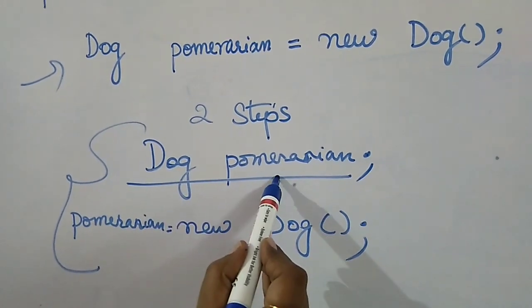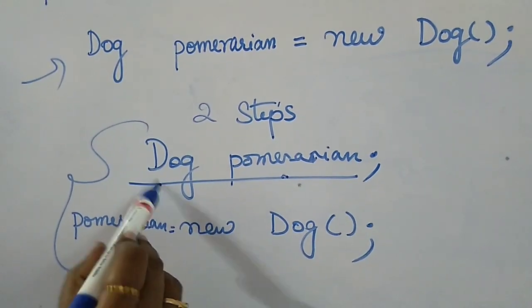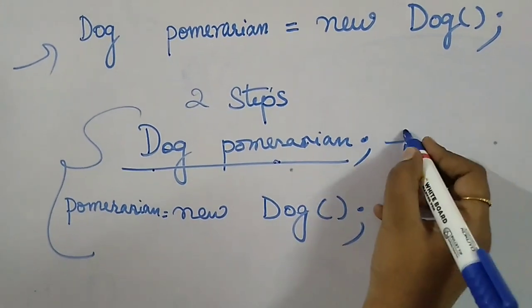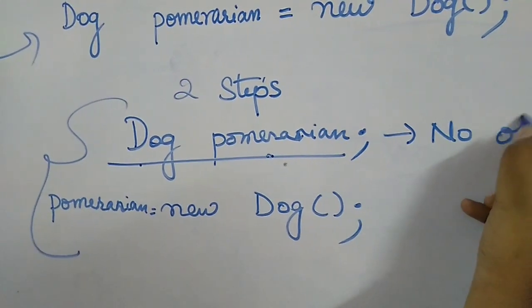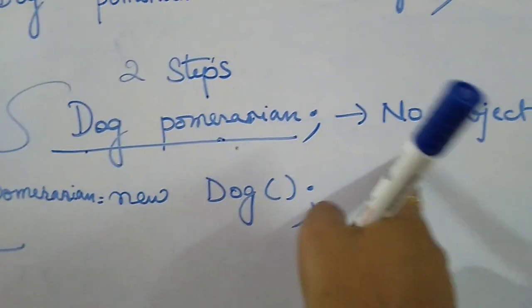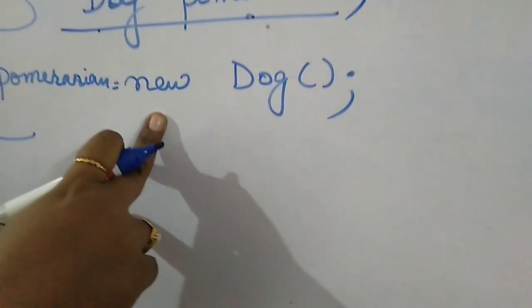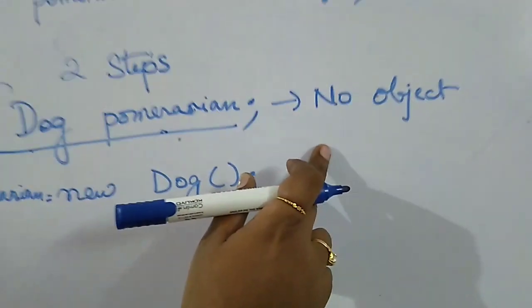I have just created a reference variable of dog type. I haven't created the object. So listen to me very carefully. In this particular step, no object is created, no memory is allocated. Memory is allocated only with the new operator. Okay, so no object is created.